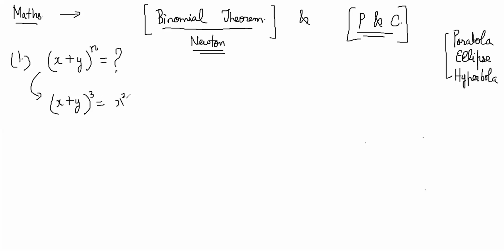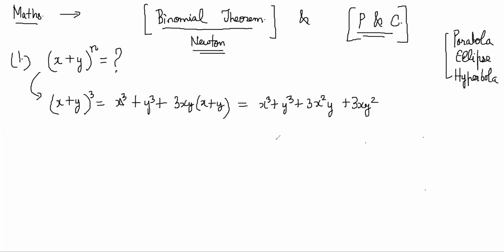You already know the formula, right? x cube plus y cube plus 3xy times x plus y, right? So it becomes x cube plus y cube plus 3x square y plus 3xy square. You write it in this way so that you can see that powers of x are declining and powers of y are increasing, right?